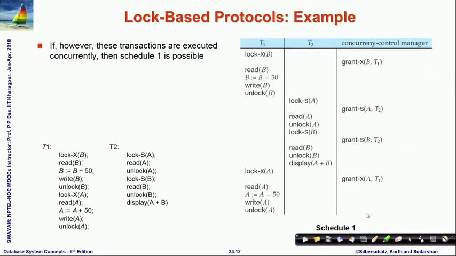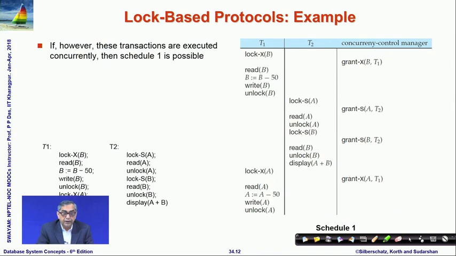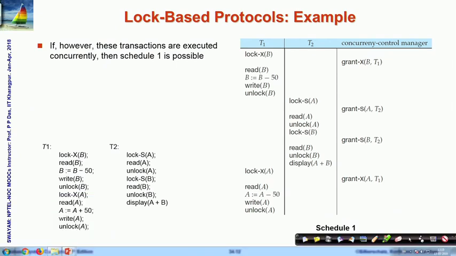Now, let us consider a schedule written here as schedule 1, and the transactions are executing concurrently. So, this is a possible schedule, and let us see what will happen. Here the exclusive lock on B is held and B is updated, then A is read, then B is read, display is done, and then this update on A has happened, and this is where we are showing how the grants are happening.